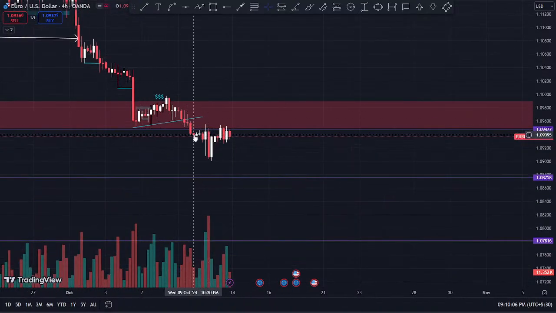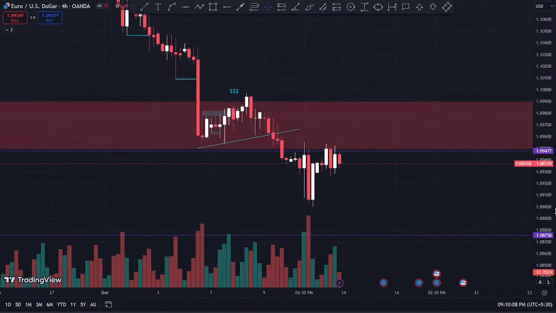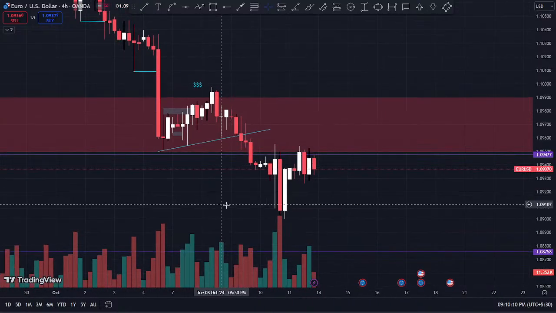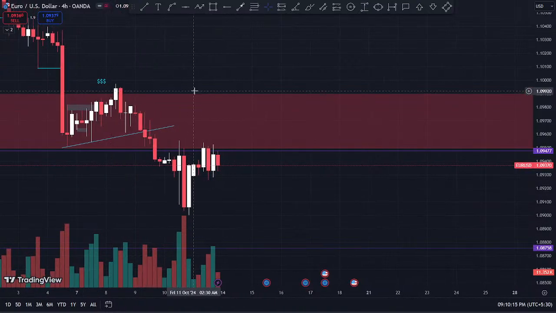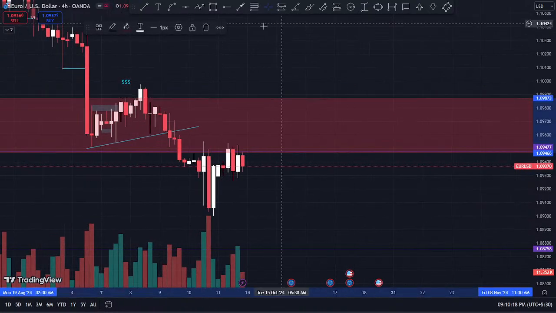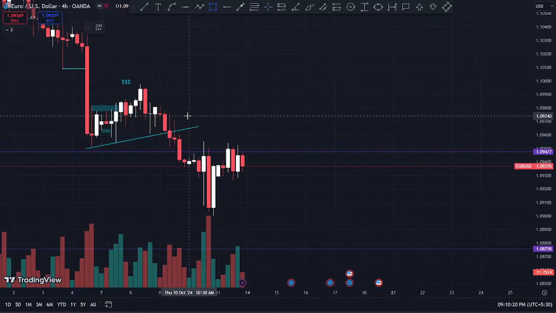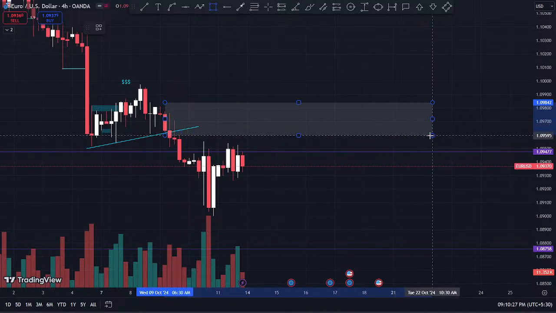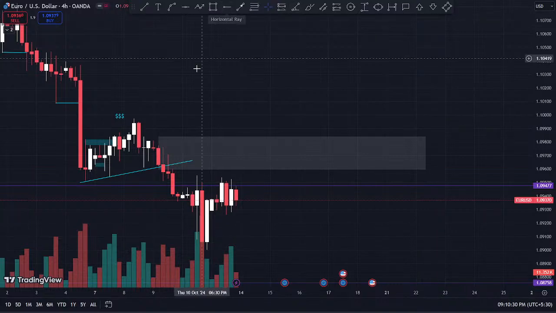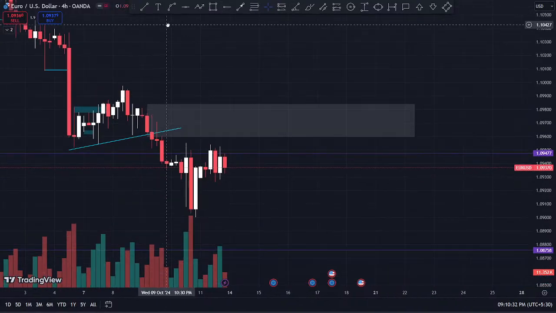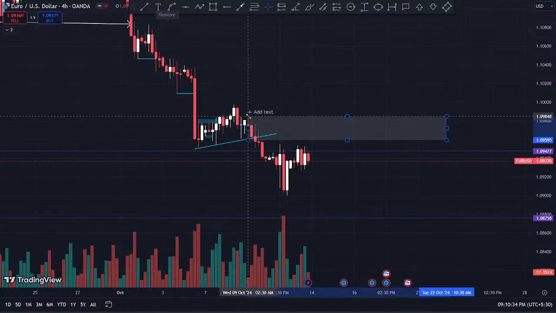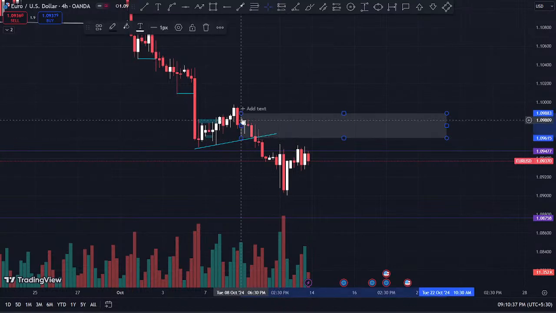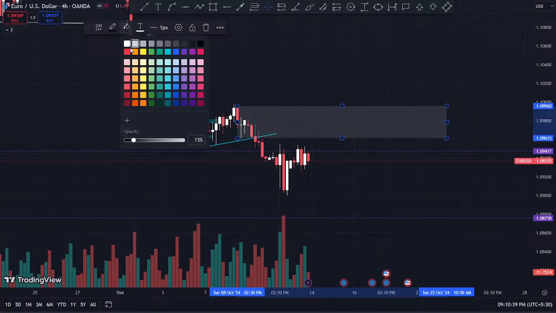So this was the breakdown. Right? The supply area will form where? In this part. So we can mark this whole area as supply. And this whole thing can be treated as a supply.